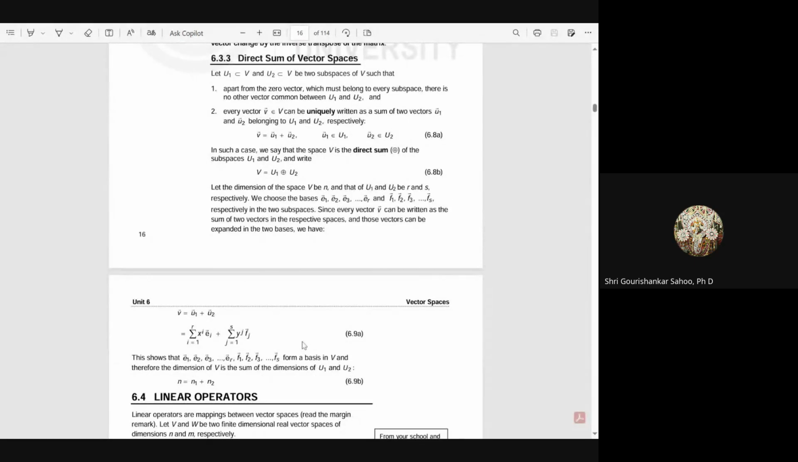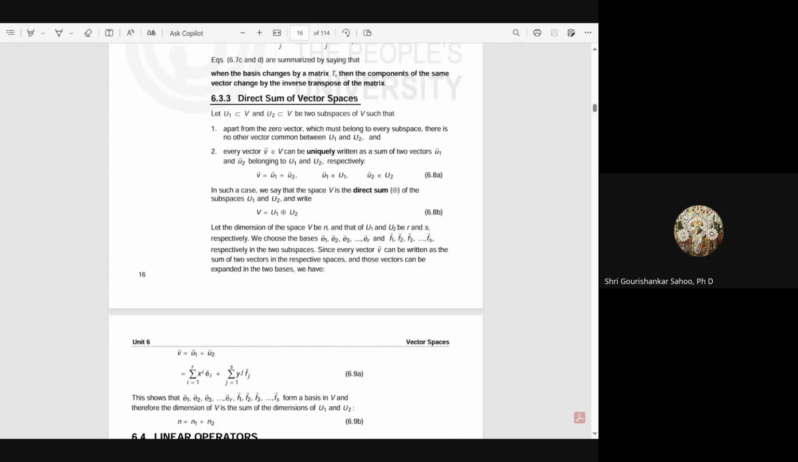Then the direct sum of vector spaces: if U1 is a subset of V and U2 is a subset of V, then you can write, apart from the zero vector, which must belong to every subspace, there is no other vector common between U1 and U2, and your vector v belonging to V can be uniquely written as the sum of two vectors, u1 vector and u2 vector, belonging to U1 and U2 respectively. And this is the direct sum. Yesterday I was discussing the direct product, similarly you have the direct sum.